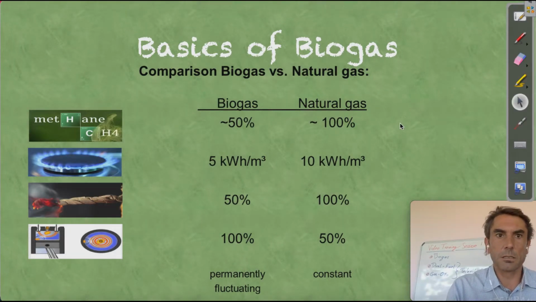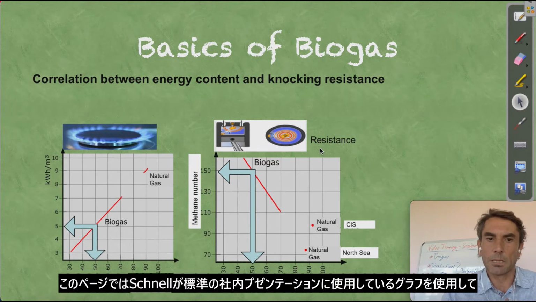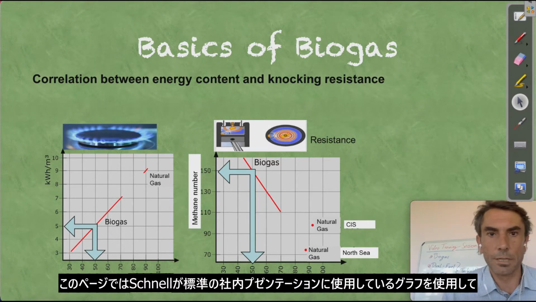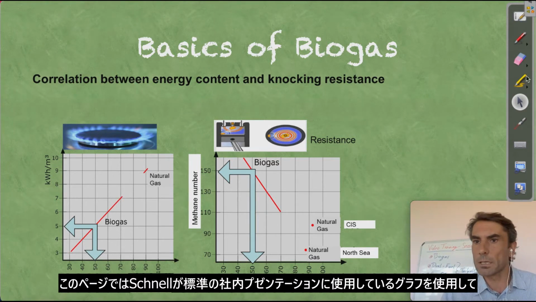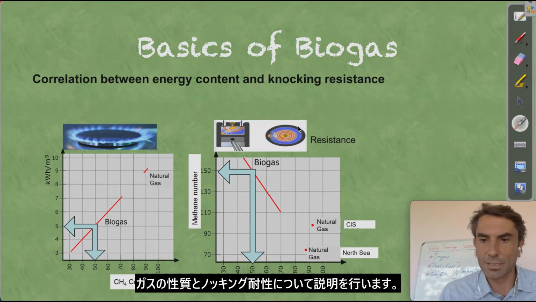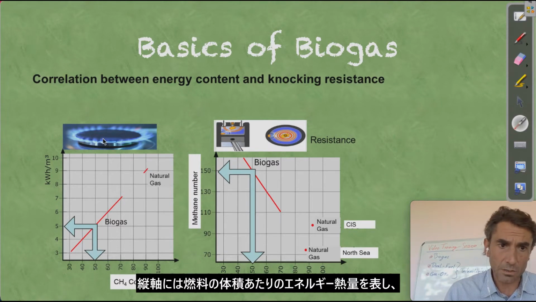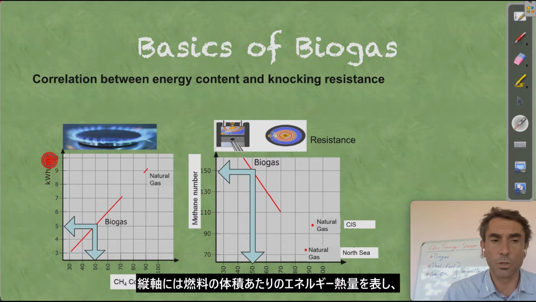Okay, so here a quick diagram. We will go into it much deeper. But quick diagram, what I got from Schnell. So Schnell use it actually in their standard presentation. So if we see the energy content, we have here the kilowatt hours per norm cubic meter.